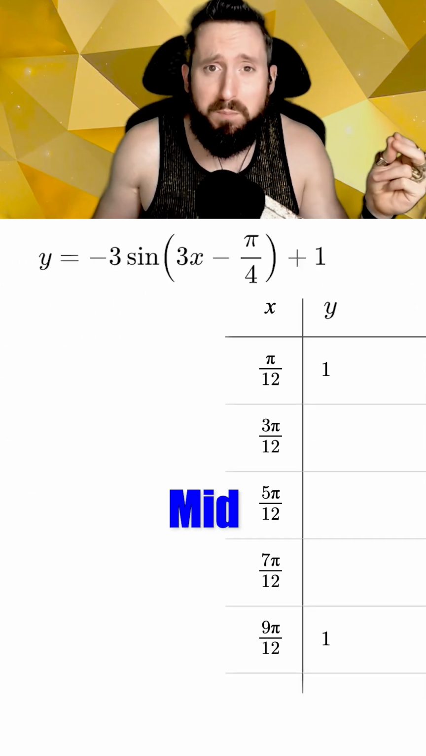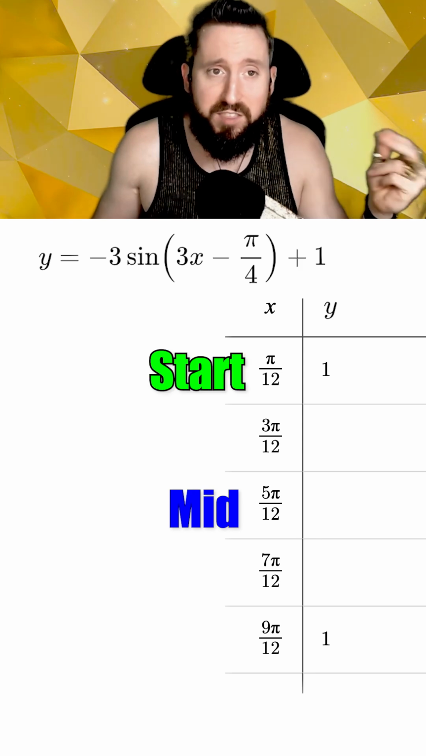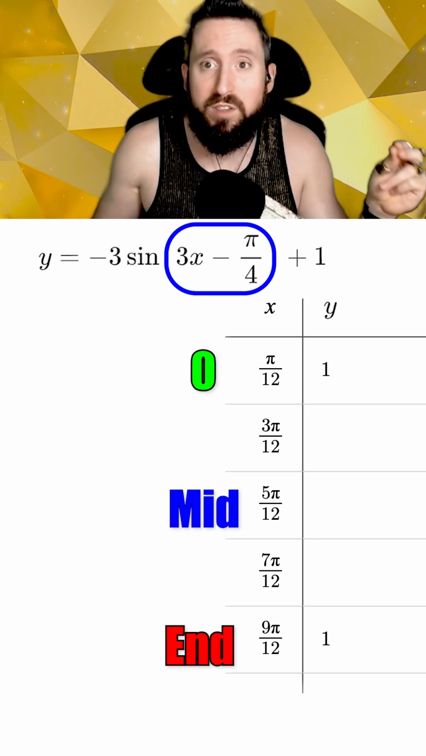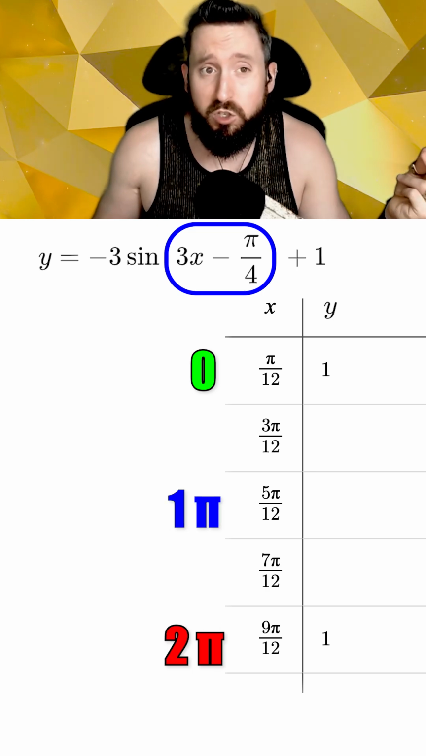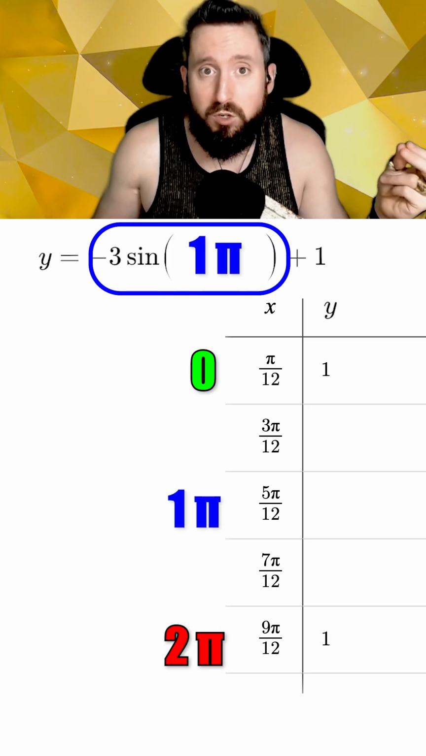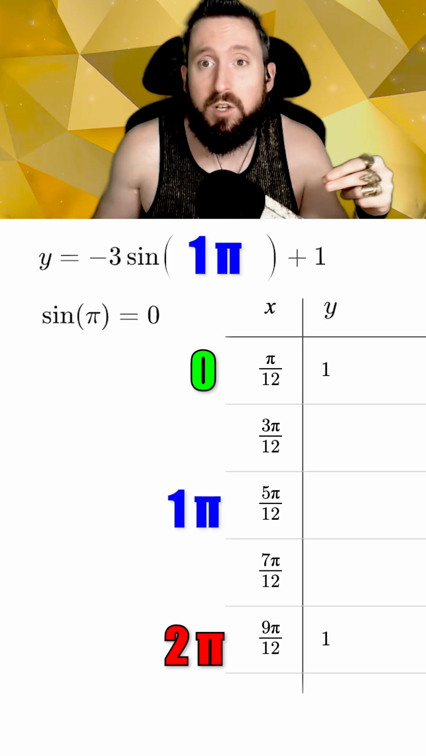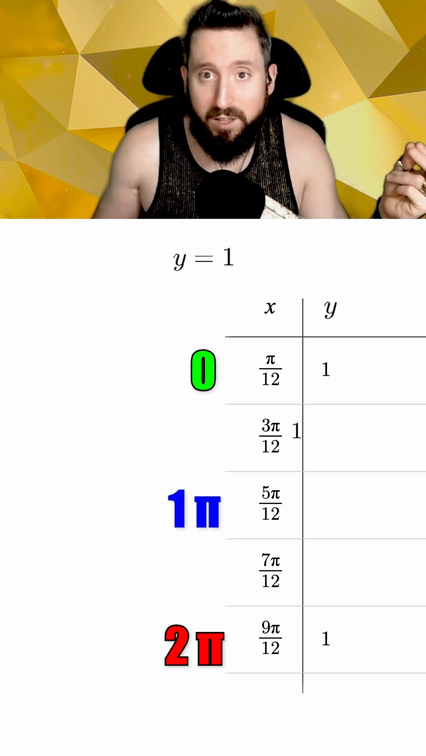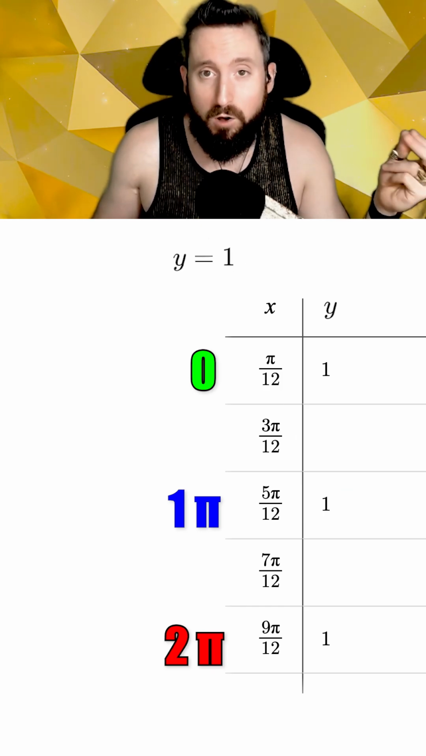Now remember that the midpoint was halfway in between the beginning and the end. So whatever was inside the parentheses would also be equal to halfway between 0 and 2 pi, which is just 1 pi. So now since the sine will be doing the sine of 1 pi, we know that this is equal to 0, which figuring out the rest of the equation just gives us 1. So the y value at x equals 5 pi over 12 is also equal to 1.